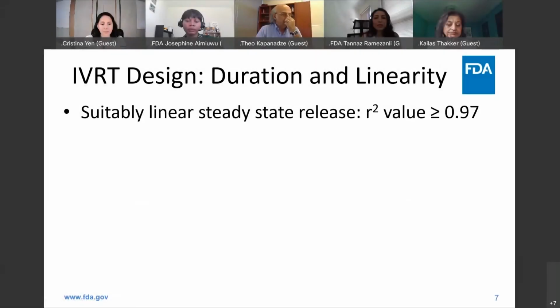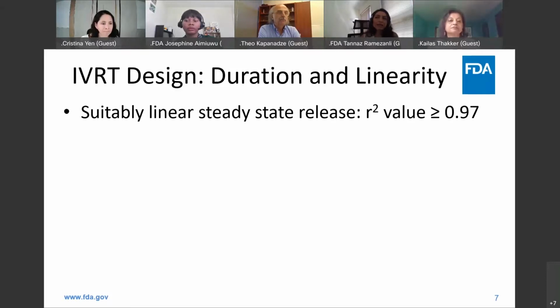Our next topic is related to IVRT duration and linearity. We already heard from Sam that although a minimum linearity or R-square value of 0.9 across the IVRT duration was recommended historically, the linearity of the release profile across the duration of the IVRT is actually expected to be more than or equal to 0.97.